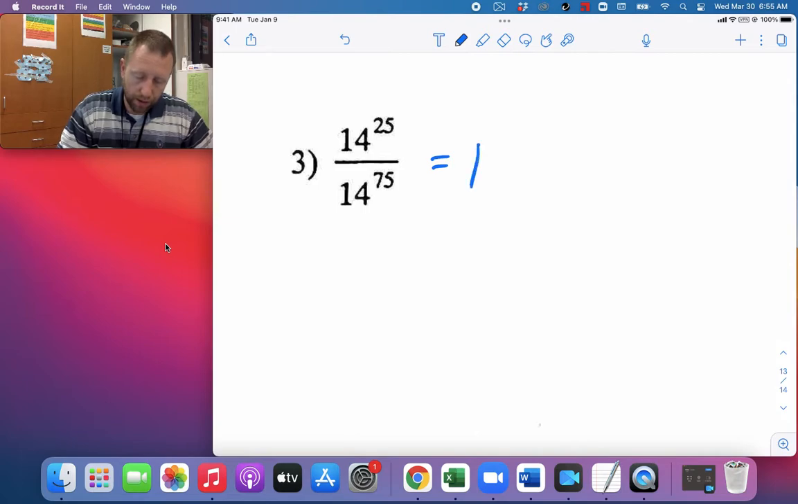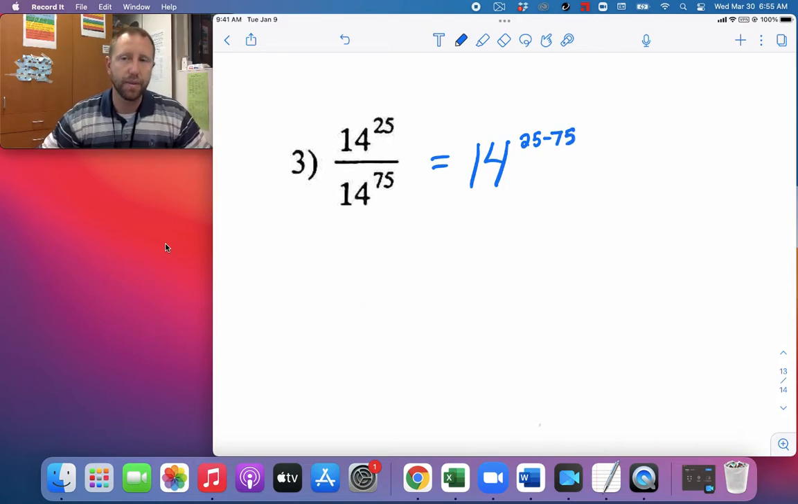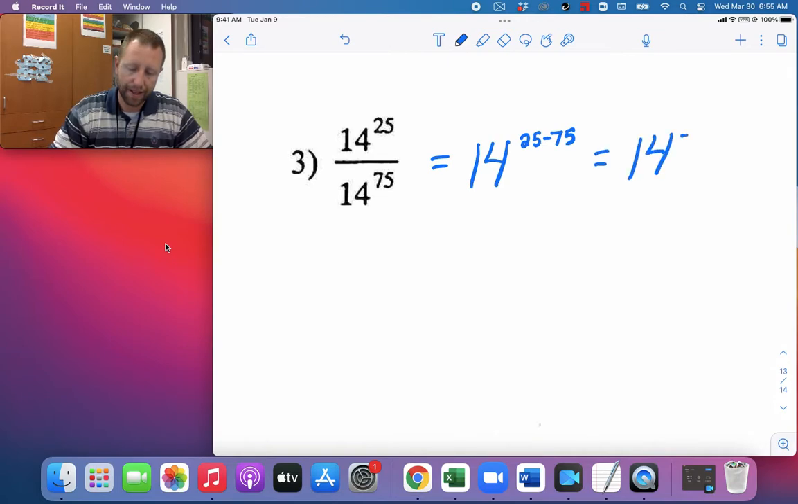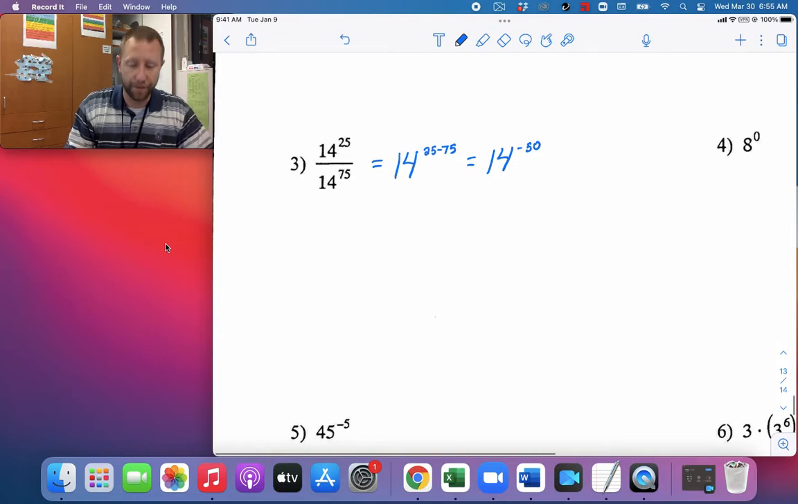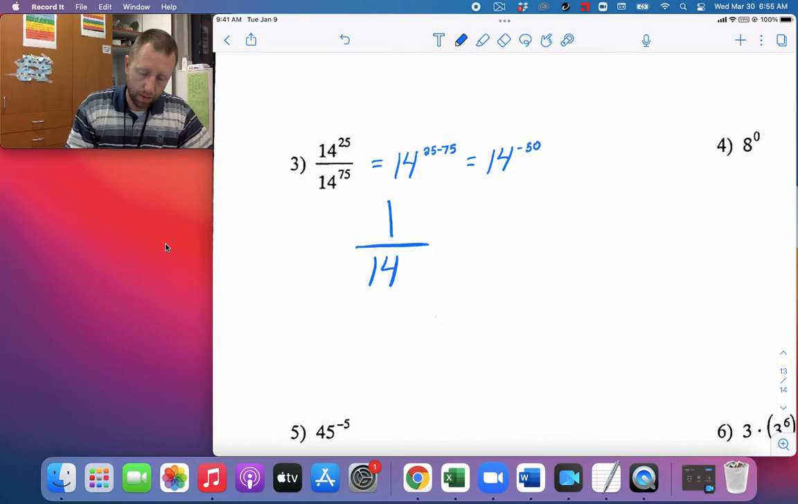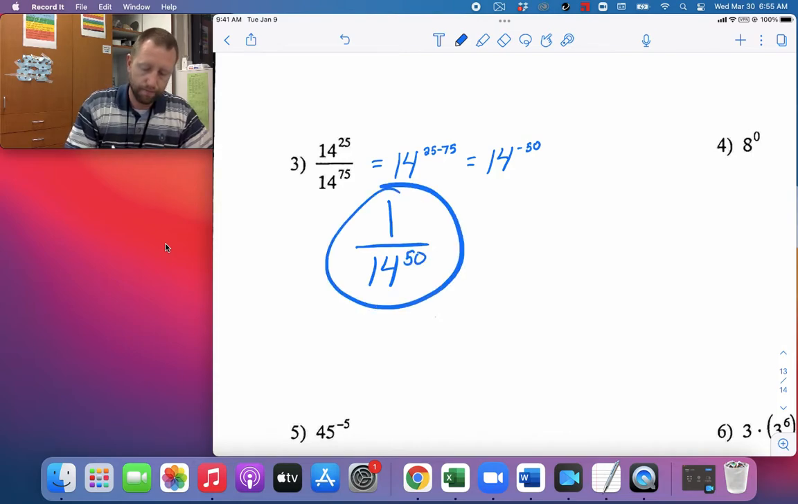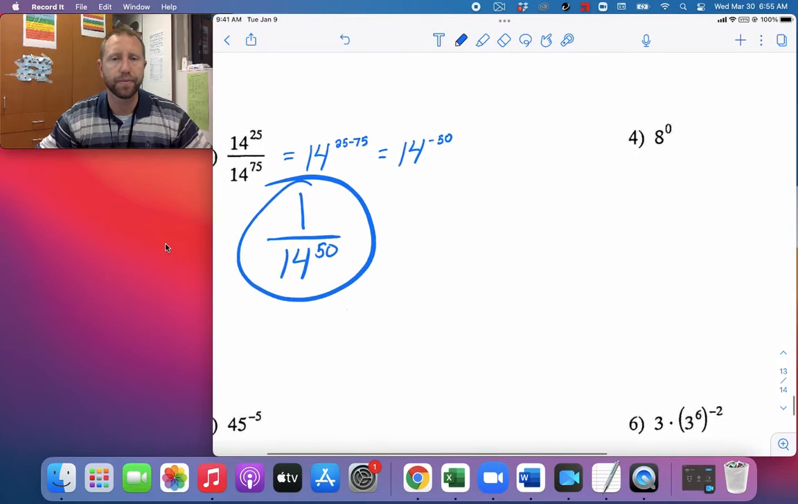So I'm going to do 14 to the 25 minus 75 power. Like I said, that is going to give me a negative amount. 25 minus 75 is negative 50. But we learned that negative exponent rule. It says if you have a negative exponent, you can make it positive by putting it under 1, or putting it on the other side of the fraction bar. So I'm going to put it under 1. And that's it. That's my answer.